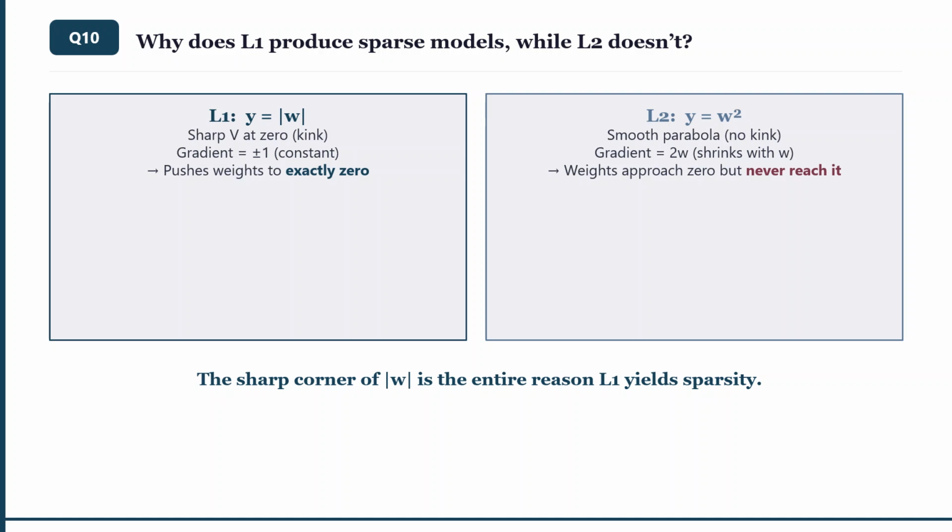The gradient of W squared, on the other hand, is 2W. It shrinks proportionally as W approaches 0, so the updates get smaller and smaller. The weight approaches zero asymptotically, but rarely actually reaches it. The sharp corner of the absolute value function is the entire reason L1 yields sparsity and L2 does not.